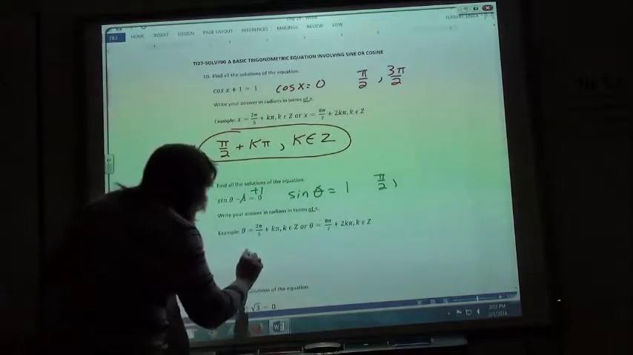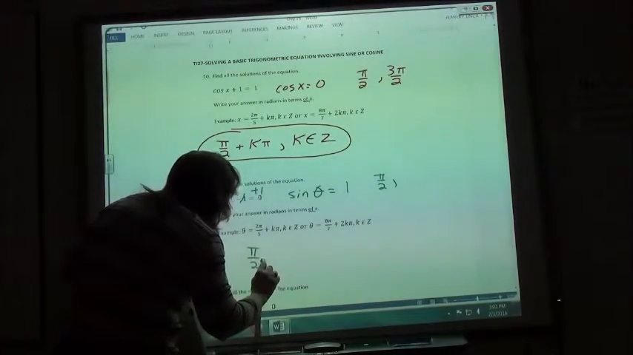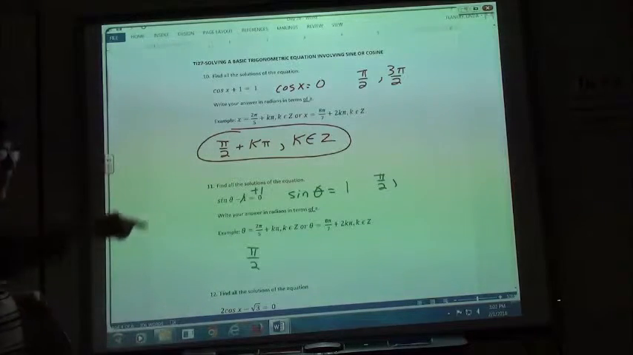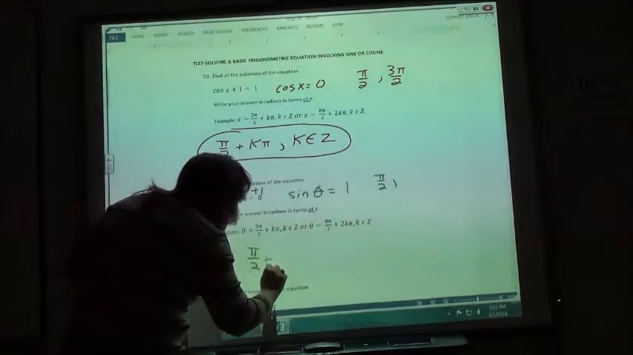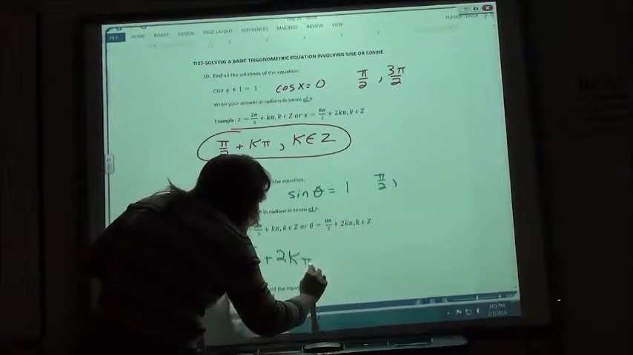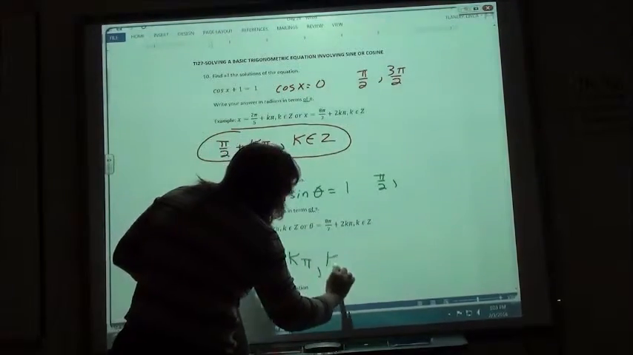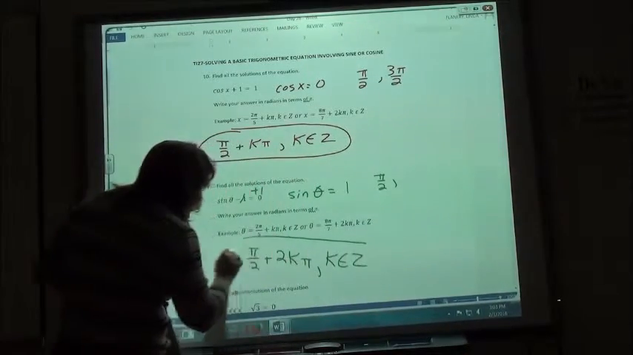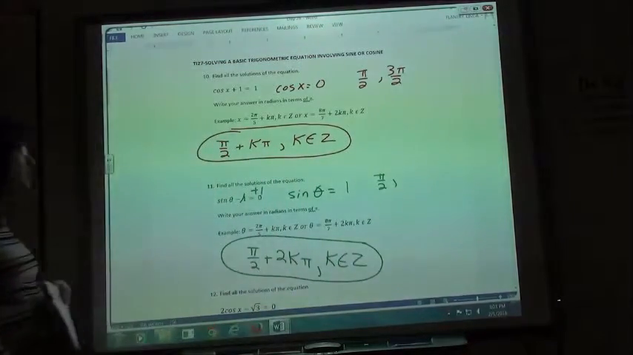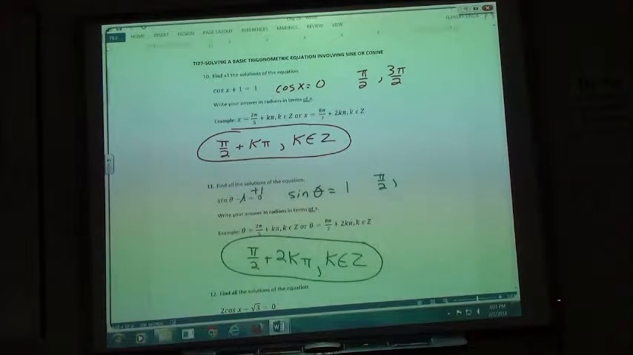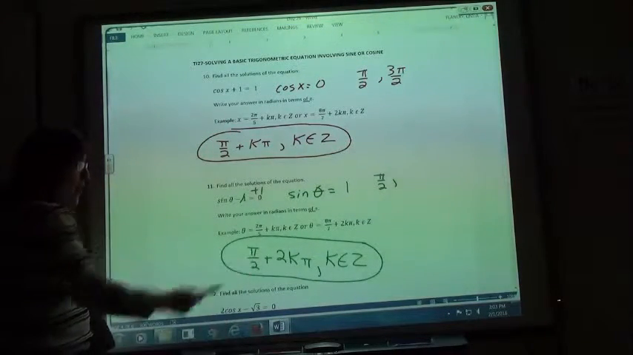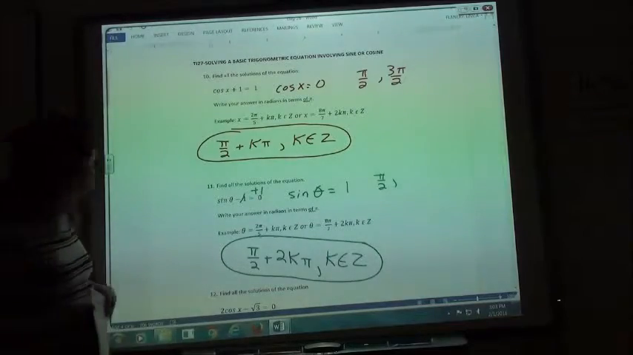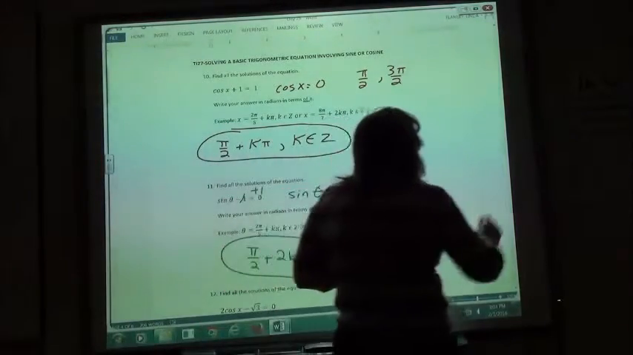Now on this one, since my period is 2 pi, it's going to be at pi over 2, and I'm just going to keep going around my circle. This one I'm going to use 2k pi, and k has to be an element of Z. So we only had one place on our circle, and to get around our circle every time we have to go 2 pi, 2 pi, 2 pi. So our answer looks like that. Normally we'll have two answers that look like that, but we only had one that was equal to sine of theta equals 1.